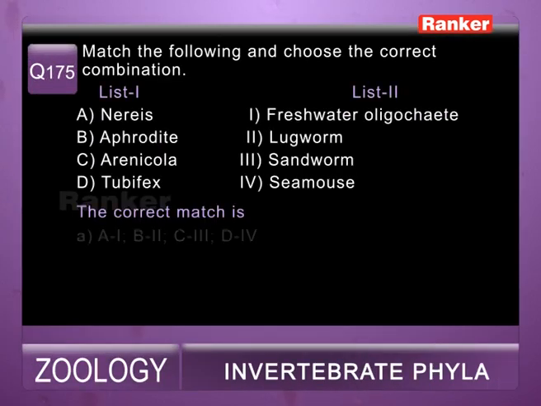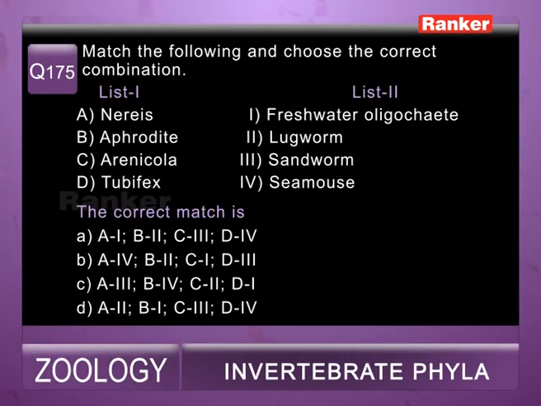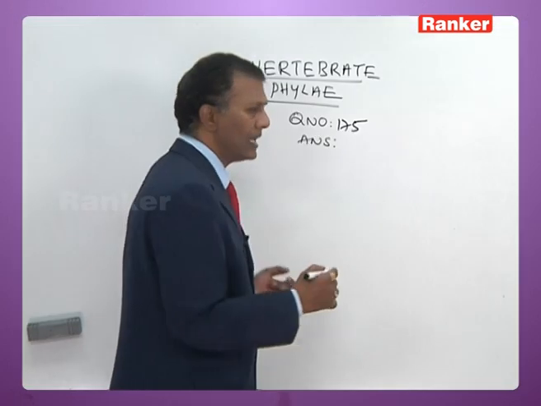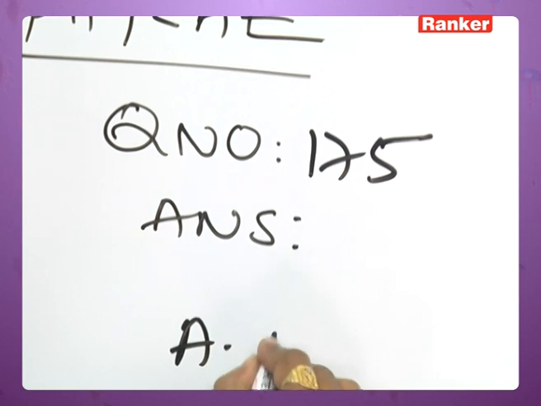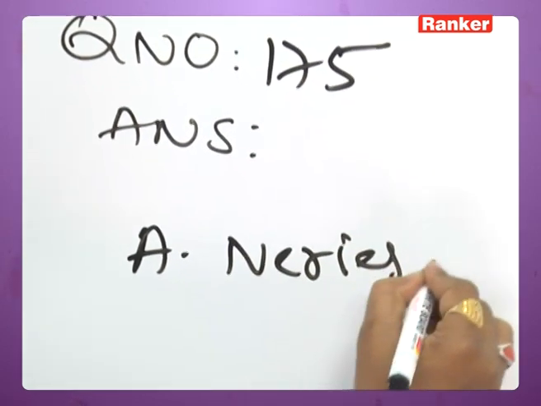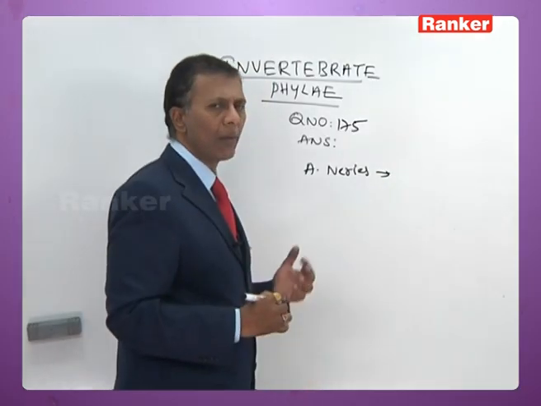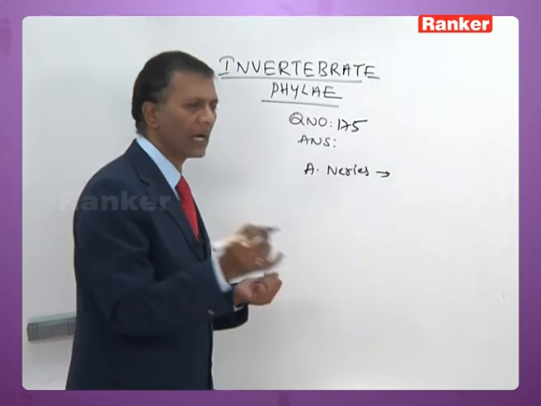Now 175 question, match the following is given, correct combination, list 1 and list 2. List 1 you have A Nereis, B Aphrodite, C Arenicola, D Tubifex. List 2 you have 1 freshwater oligochaete, 2 lugworm, 3 sandworm and 4 sea mouse. Now I'll see the answers, try to match. A Nereis. Nereis is commonly called sandworm or ragworm or clamworm. So third option is correct.